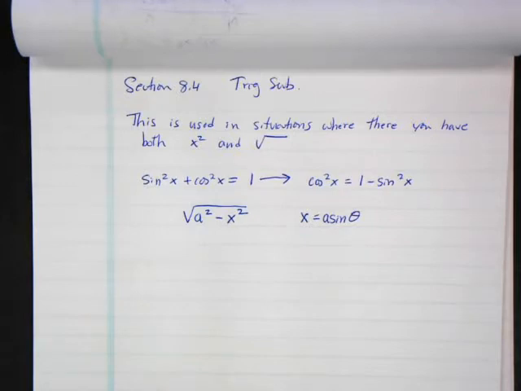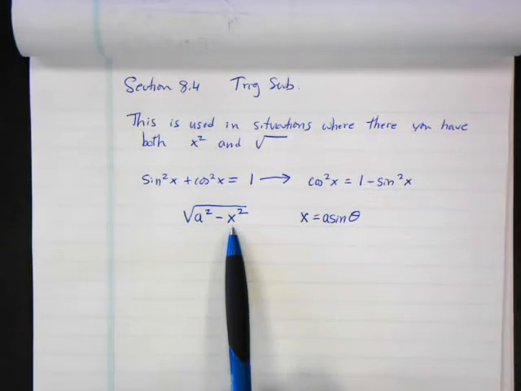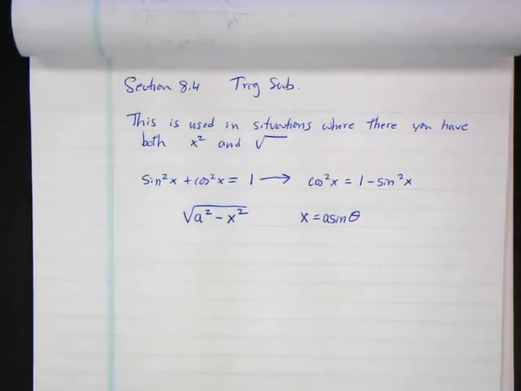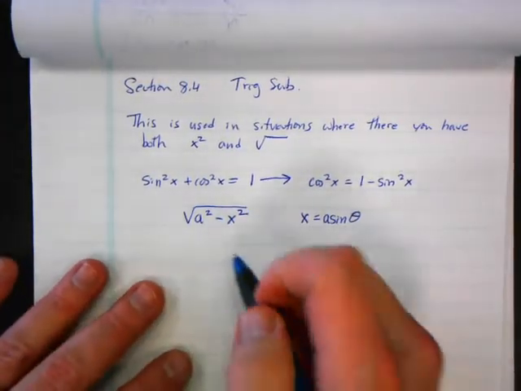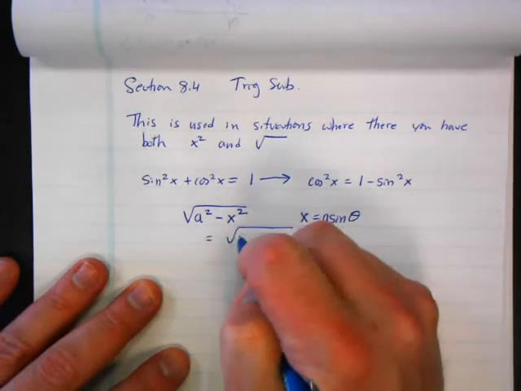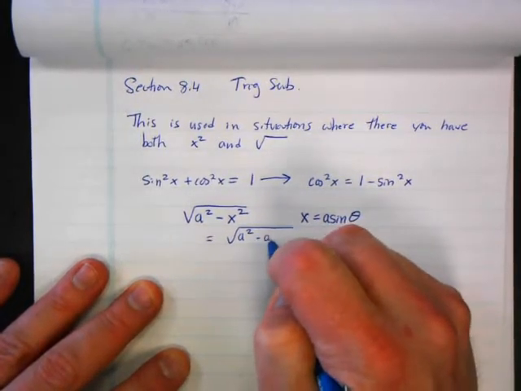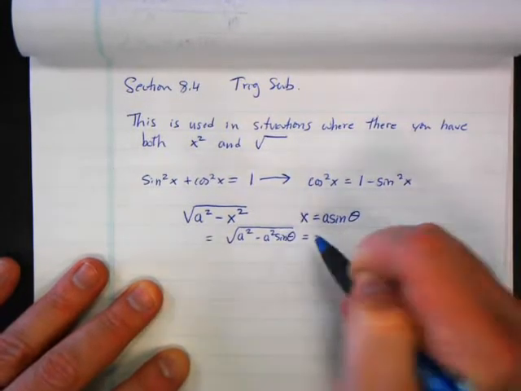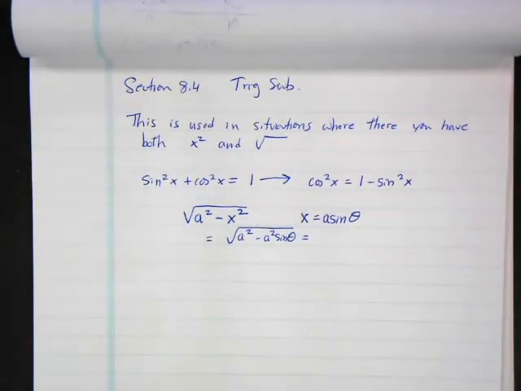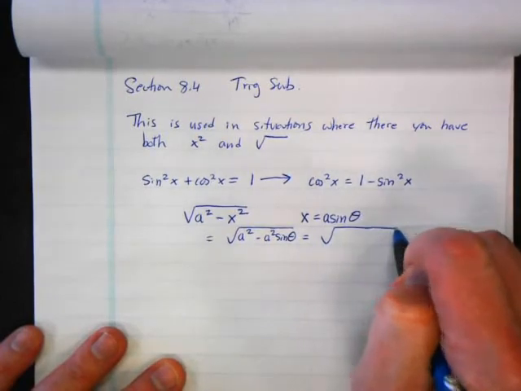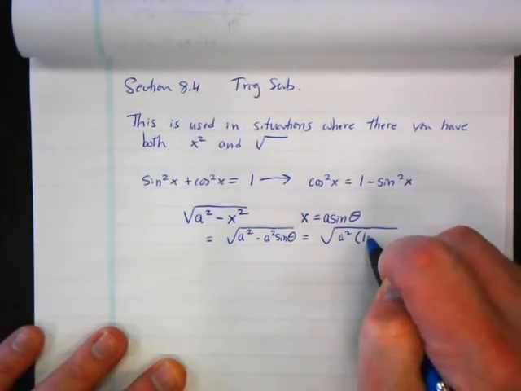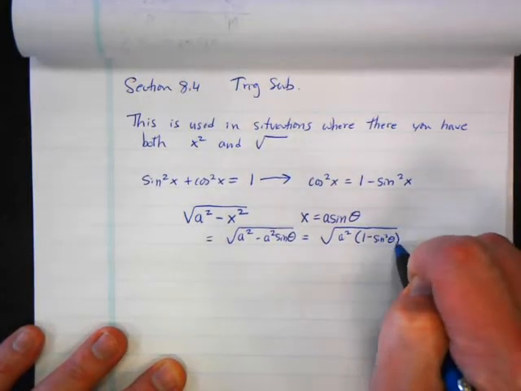Why? How is that going to help? How is it going to help to not write x squared, but rather replace x with a sine theta? Because you have the equivalent cosine. That's exactly right. This will become square root of a squared minus a squared sine squared theta. And how can you simplify that square root? You can factor an a squared out. So that becomes square root of a squared times 1 minus sine squared theta.